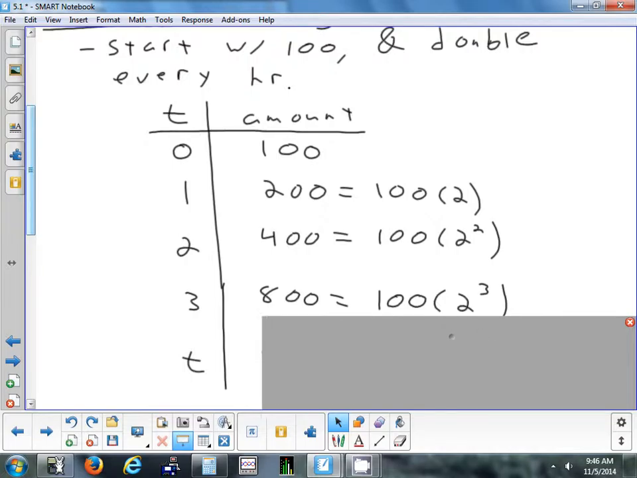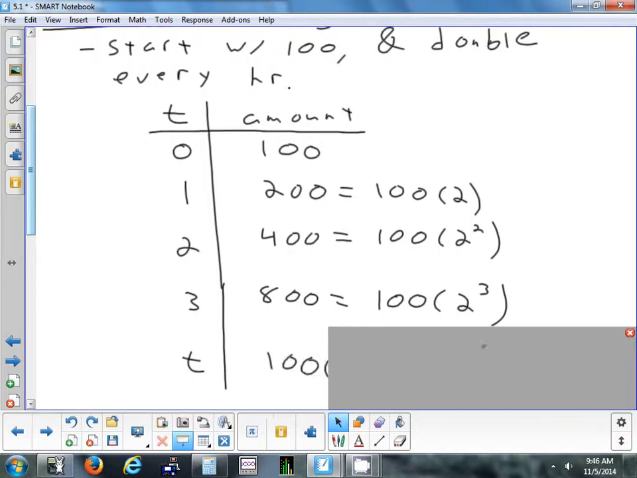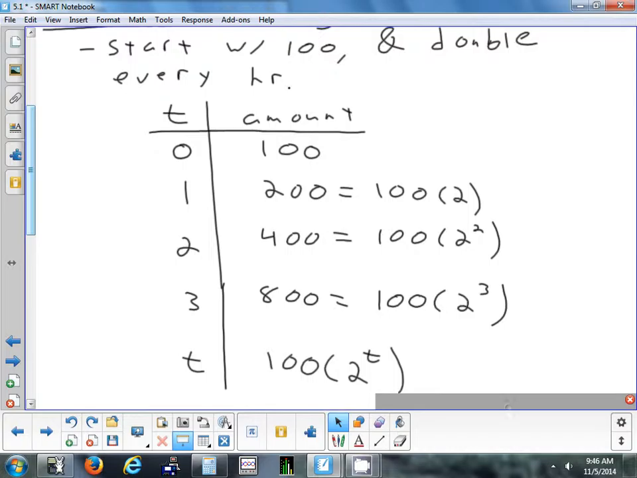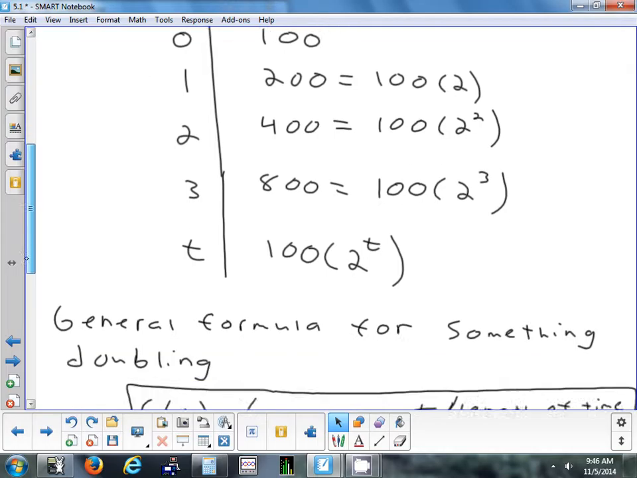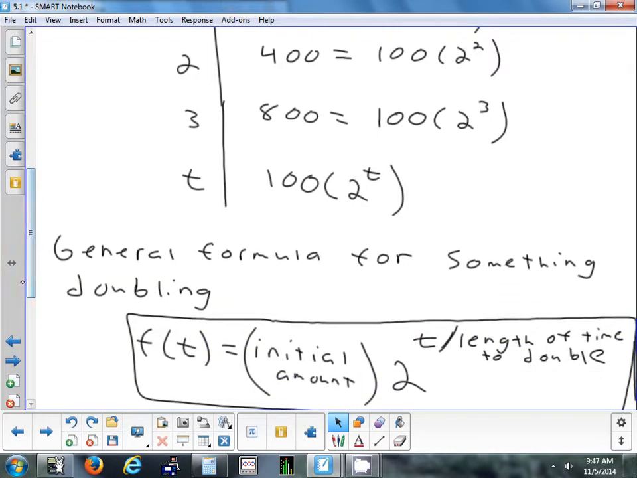So after t hours, anybody think they could give me the formula? It's pretty much what we have here, except we're not having a specific number. We have a variable for the time. 100 times 2 to the x. Yeah, in this case we use t, but yep, it's 100 times 2 to the t. So in general, the formula for something doubling is how much you started with times 2 to the power of t divided by the length of time to double.